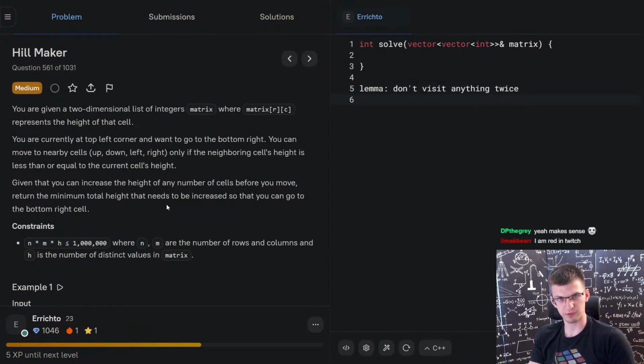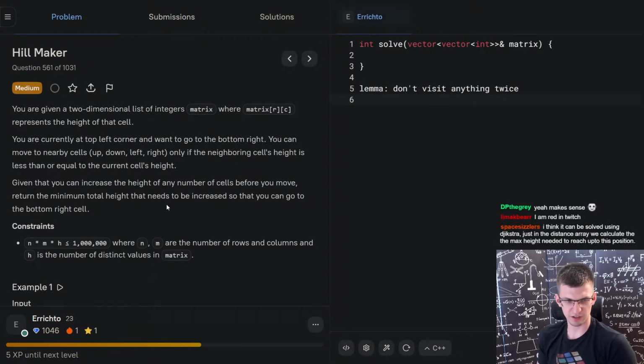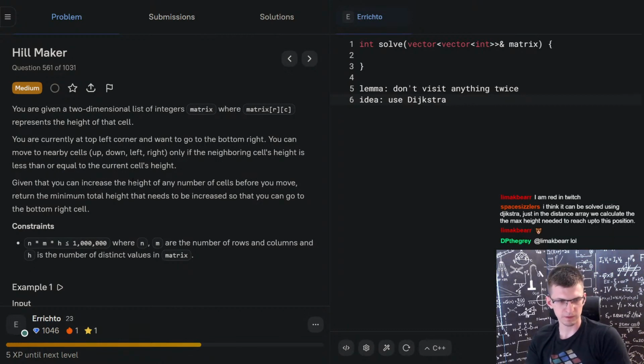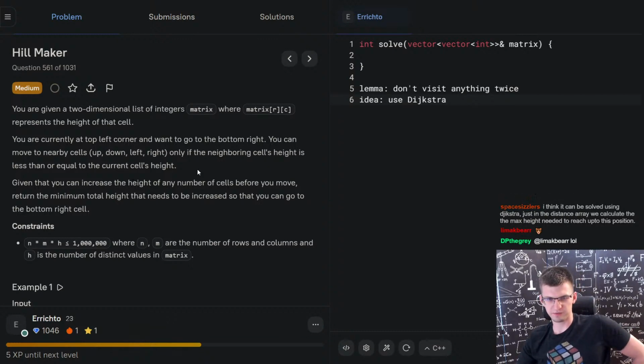We have a graph, we can make moves along edges. An edge is always to a neighbor, and there will be costs of making a move. This cost will not be trivial, but in such a problem, where there are edges with costs bigger than one, we use Dijkstra. So let's go. Idea, use Dijkstra. I still don't know how. It can be solved by Dijkstra just in a distance array. Yeah, I think it will be Dijkstra.